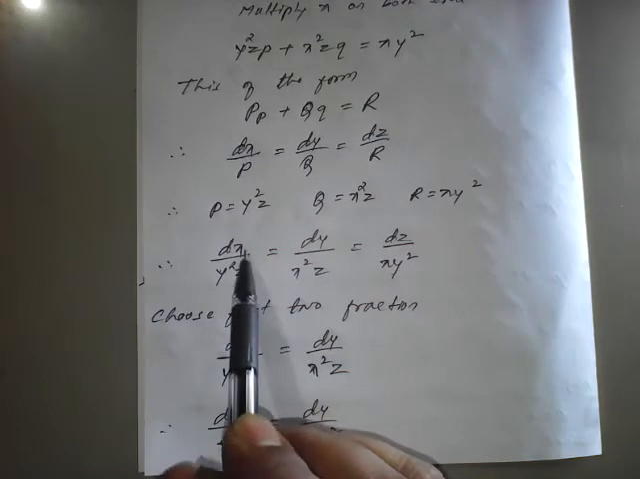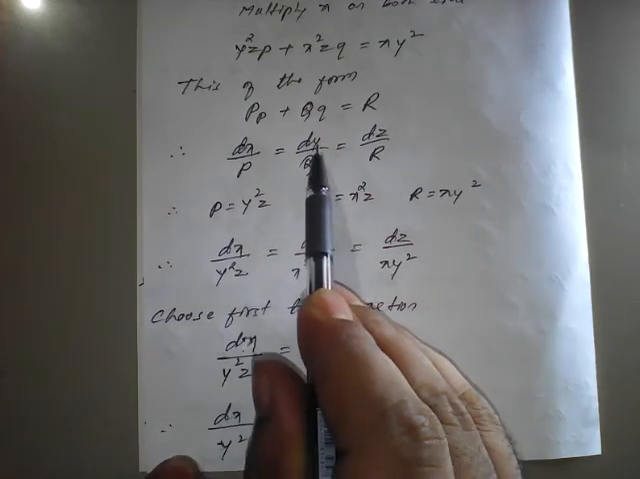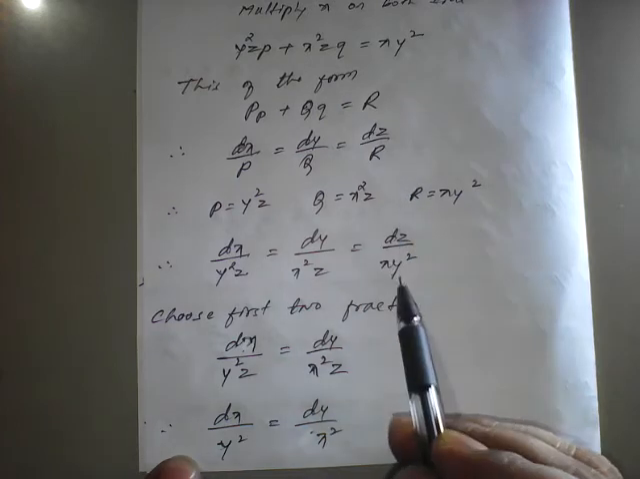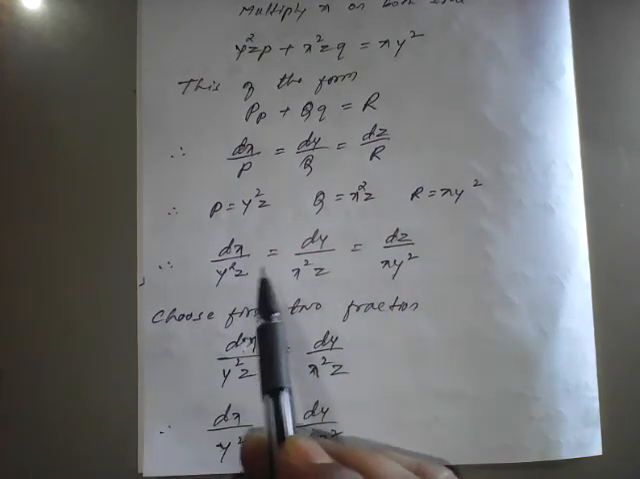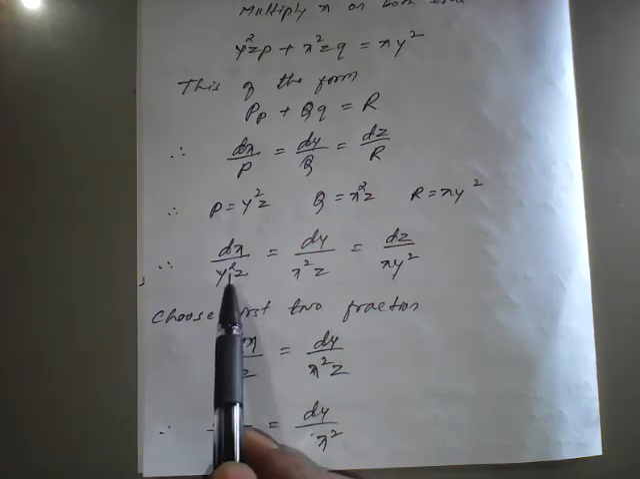You can see it will be dx upon y square z, dy upon x square z, and dz upon xy square, where instead of p, q, r we substitute these. So we got a different auxiliary equation.